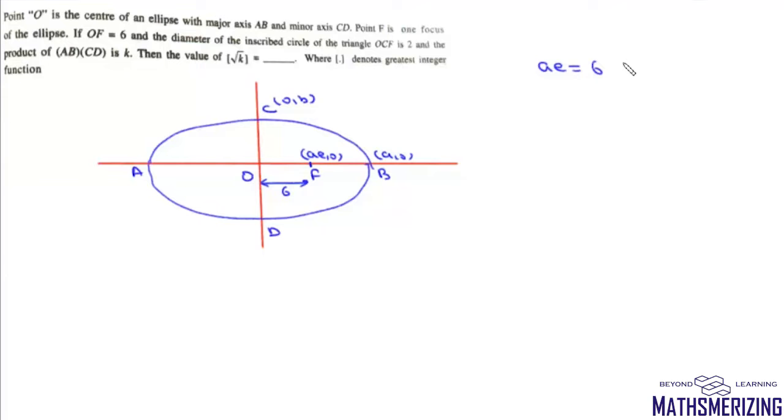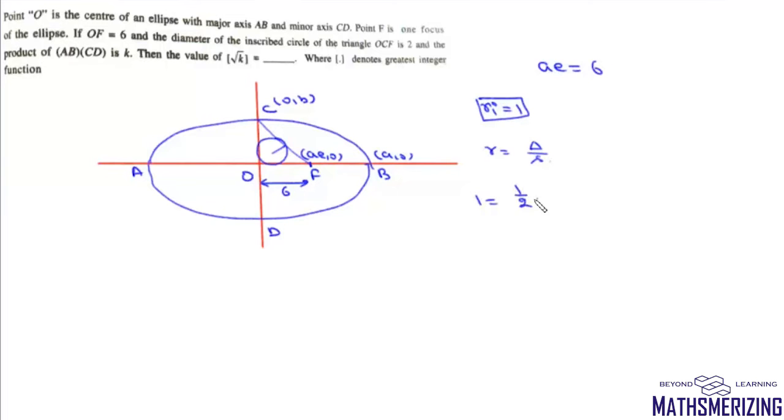Now it says the diameter of the inscribed circle of triangle OCF. So this triangle. So diameter of the circle is 2 units. So radius of this incircle will be 1 unit. Now we know that radius of incircle is delta upon S, where delta is area and S is semi-perimeter. So we write 1 equals delta upon S.